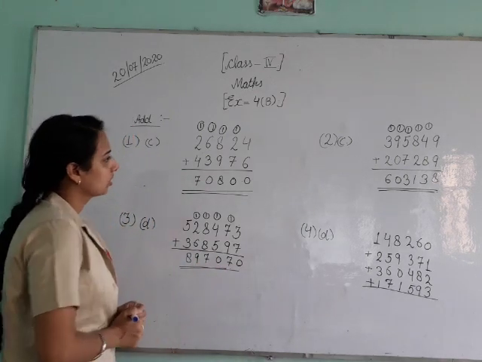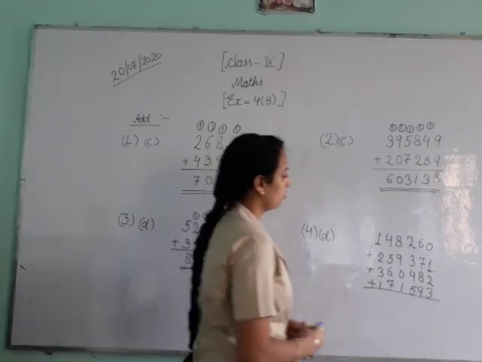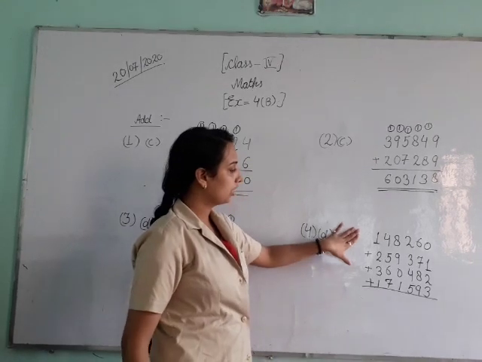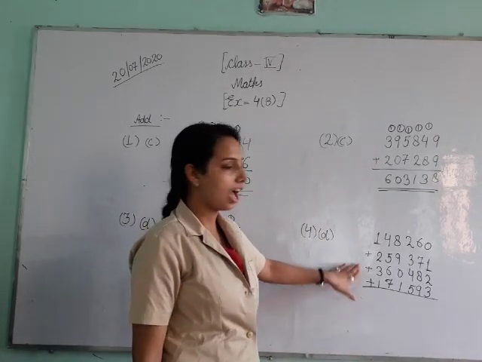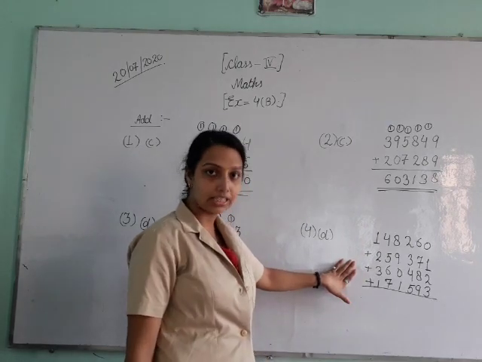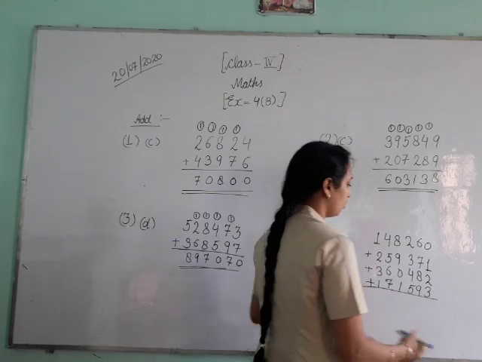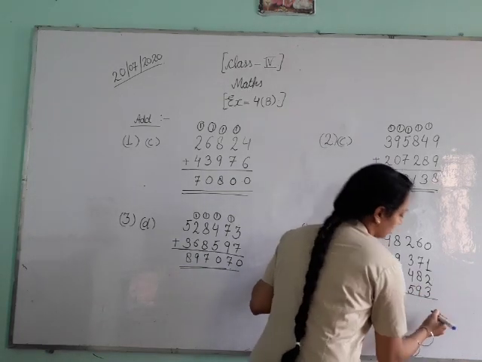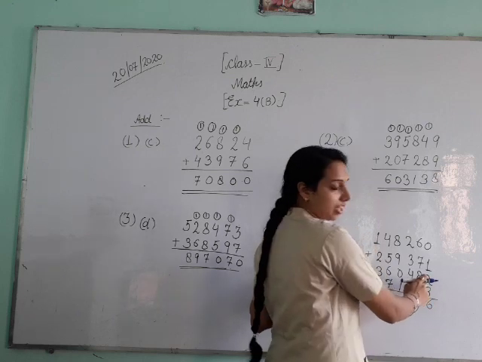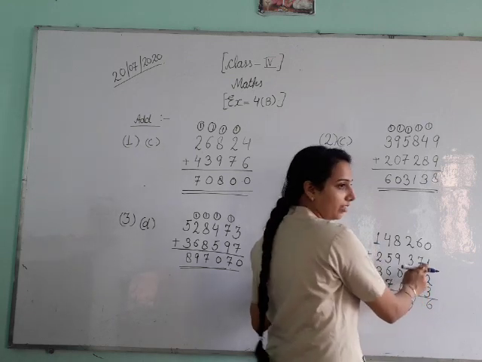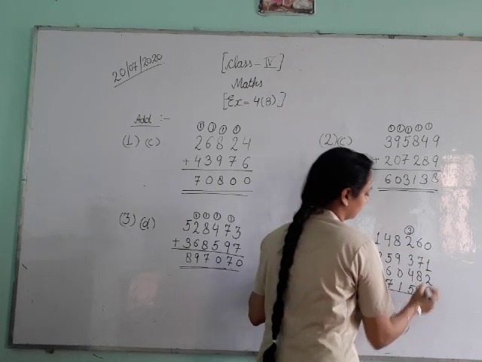Okay. Now come on to the fourth question, D part. See what is there? Now there are how many terms? 4 terms. So no need to worry. Simply we have to put them in their correct places and start the addition. Okay. See, first of all 3 plus 2 is 5, plus 1 is 6. Okay. Then 9 plus 8 is 17. 17 plus 7 is 24. 24 and 6 is 30.